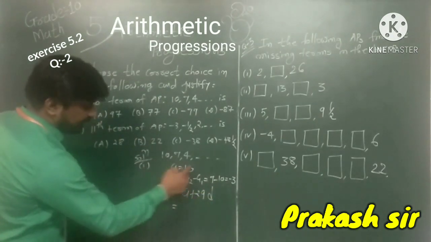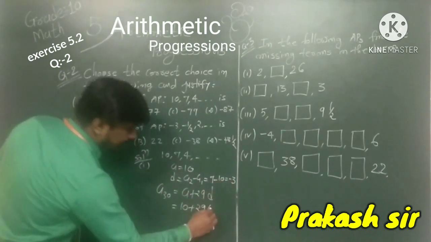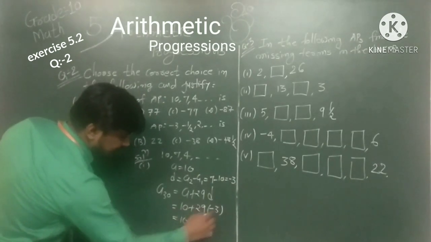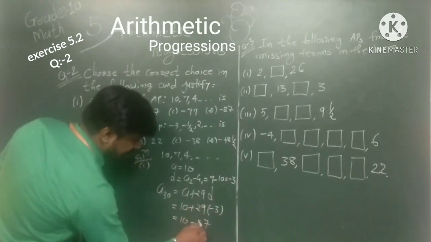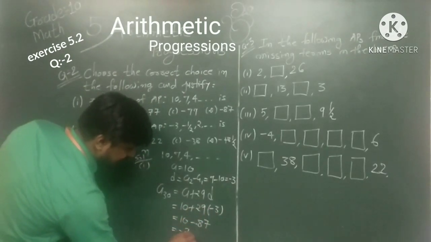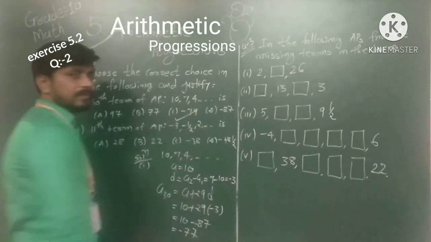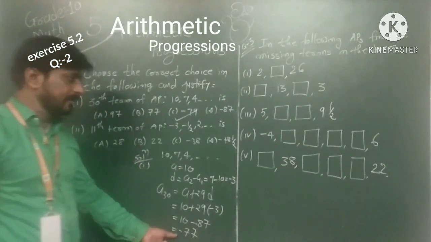Now put the value of A. A is equal to 10 plus 29, D is equal to minus 3. That means 10 plus 29 into minus 3, that is 10 minus 87, that means we have minus 77. Therefore C is the correct one. A30 is equal to minus 77.